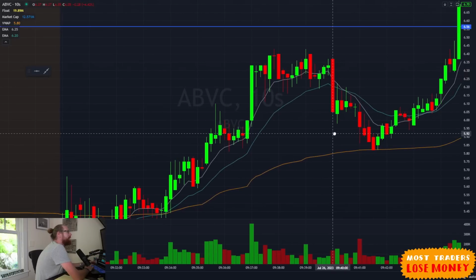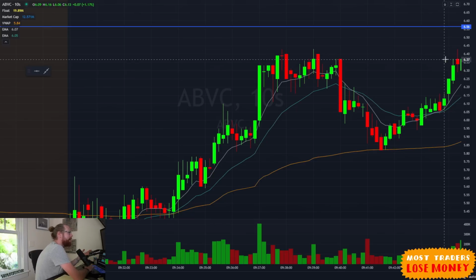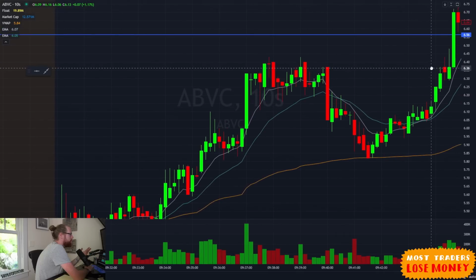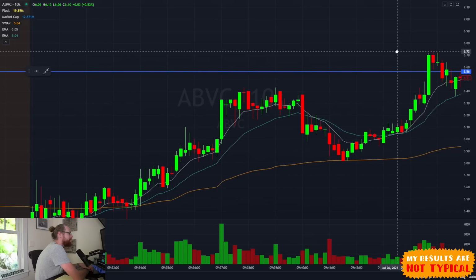That was interesting. Then it comes back up here, and when it came back up here, I was like, if this thing breaks 643, we might see a squeeze up to 7. So I added as it approached that level right here. And look at that. We got that nice big green candle, a 30-cent candle, took the profit into that. That put me up over 10,000 on the day.